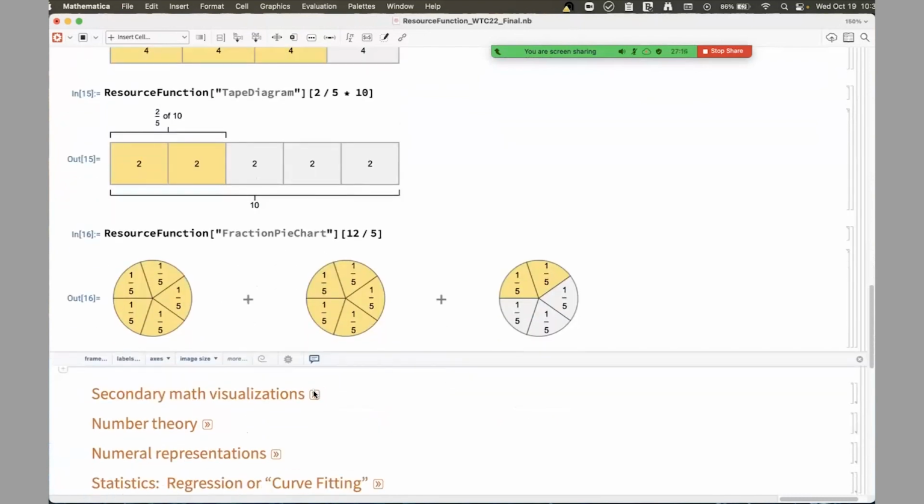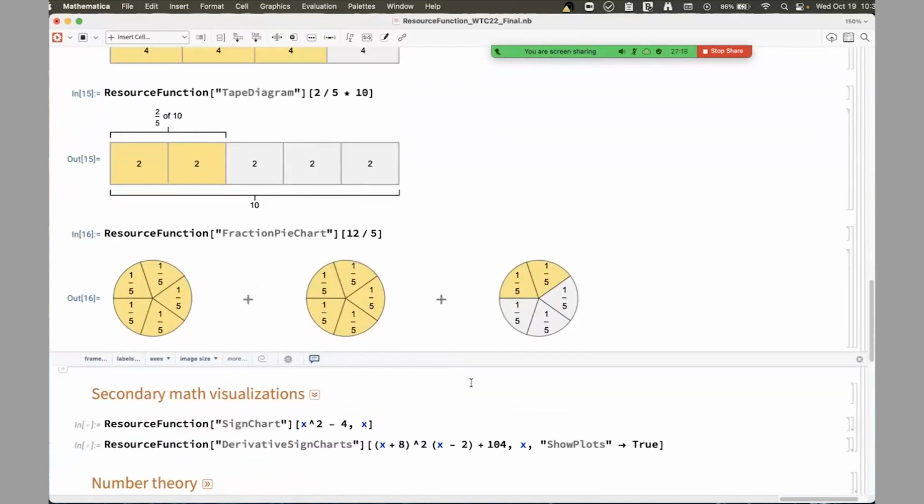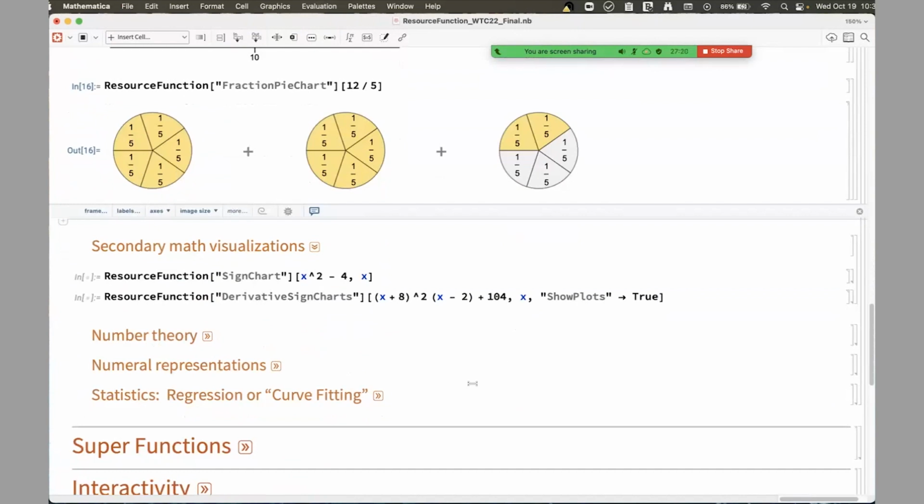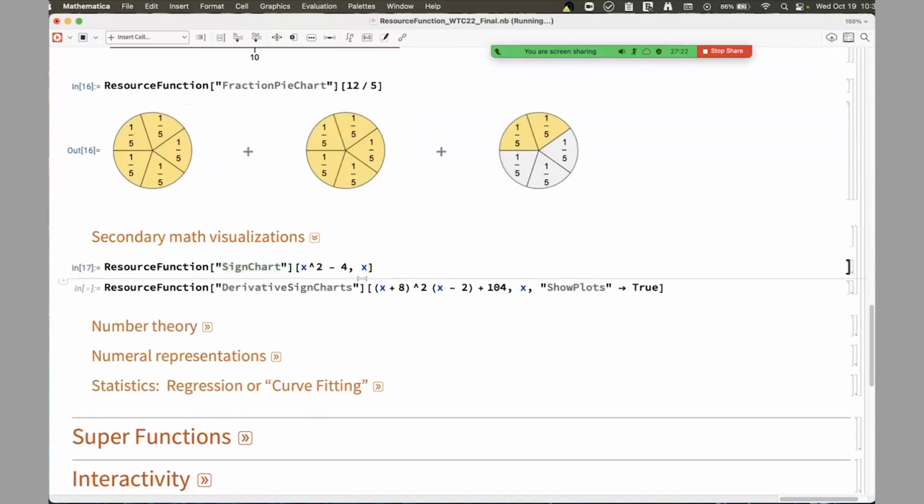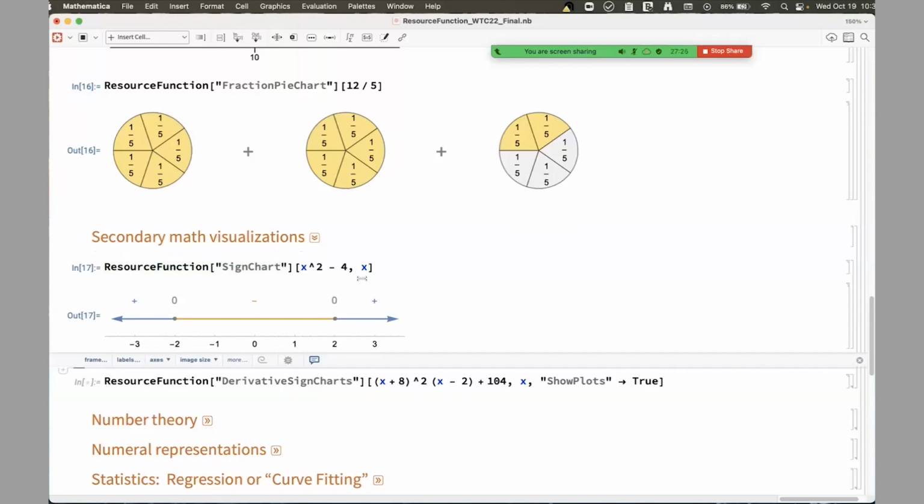Other visualizations that you can continue using throughout secondary math include a tool like a sign chart. So we have a sign chart resource function. Again, something that you can build in the Wolfram language that's now distilled into a single function, this resource function.